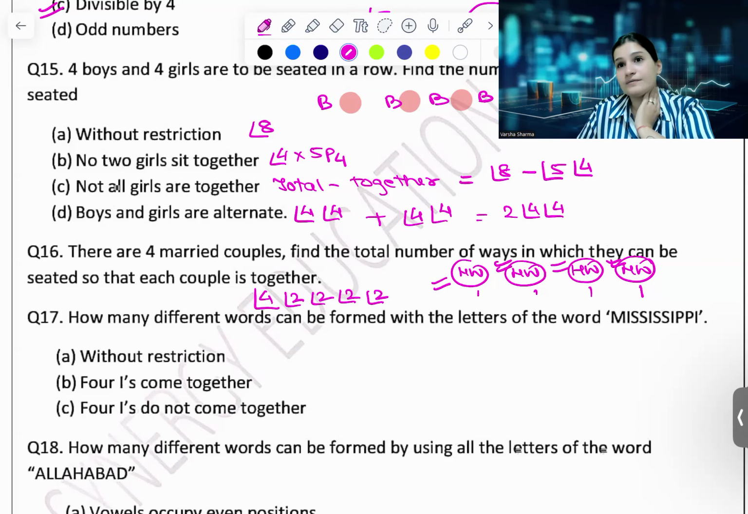Understood? Yes, ma'am. Everybody clear? Yes, ma'am. Any doubt till here? No, ma'am. Let's start ML Agarwal exercise 7.3.